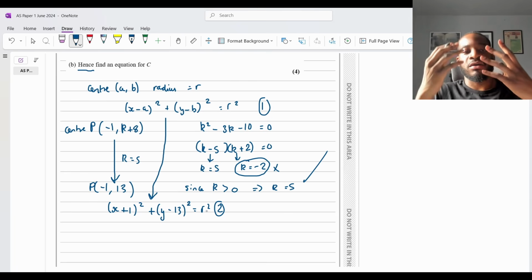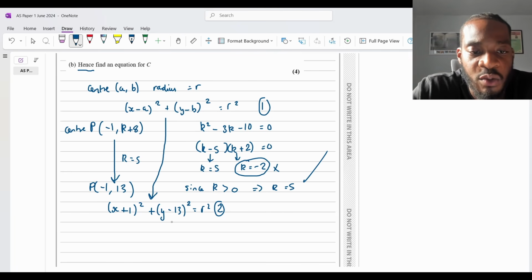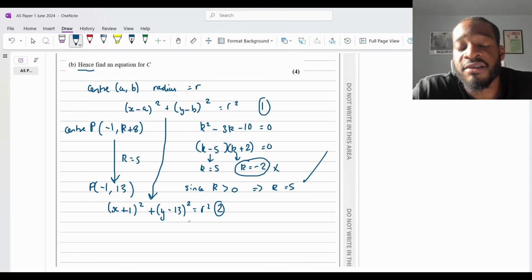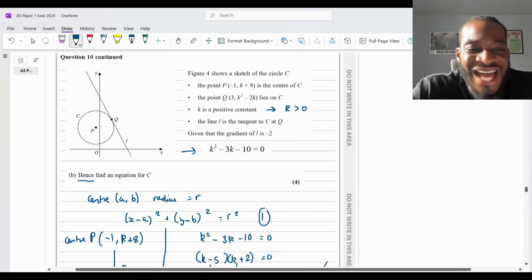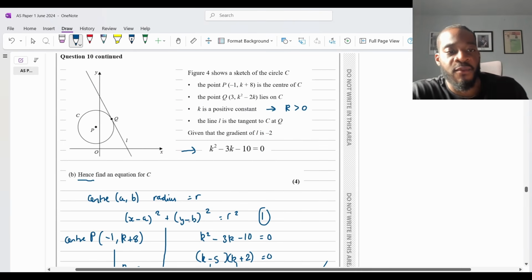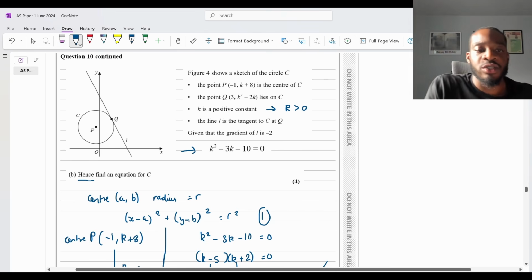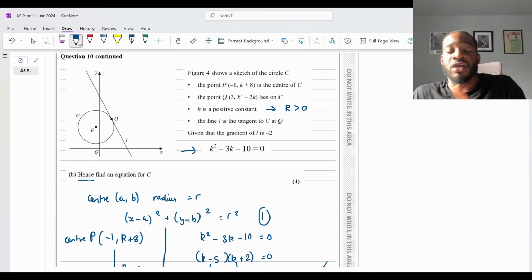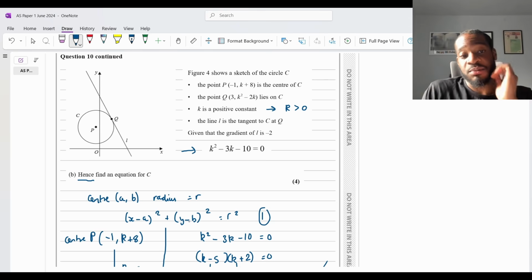So now we are on our way, on our journey to figure out what the equation of the circle is. We now have to figure out what the radius is. Now we can do that because remember what we saw in part A, P to Q is the radius. We have the coordinates of P, we have the coordinates of Q. We could use the distance formula to calculate what the radius must be, isn't it?